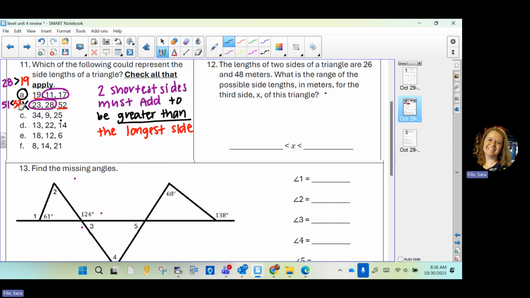Are we on the same page? Do you understand what we're doing? Yes, no, maybe so? Yes.